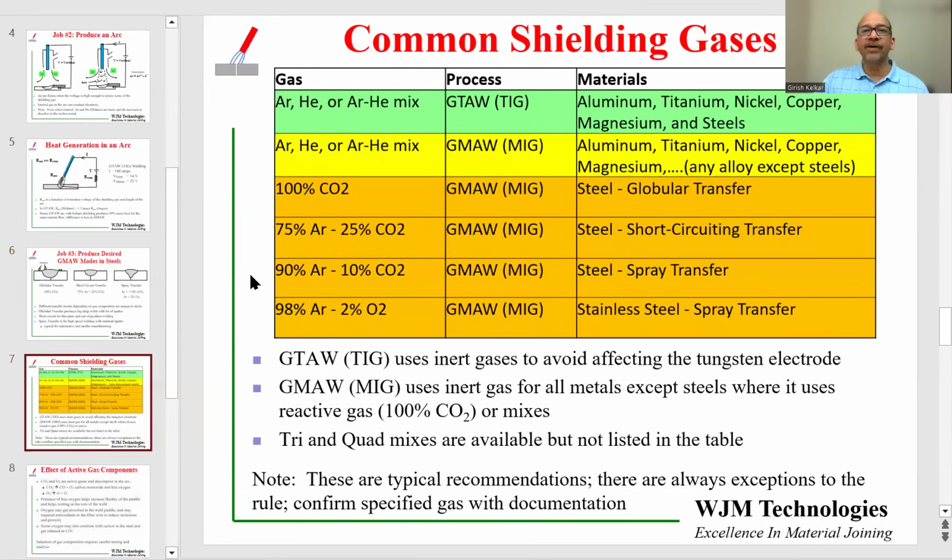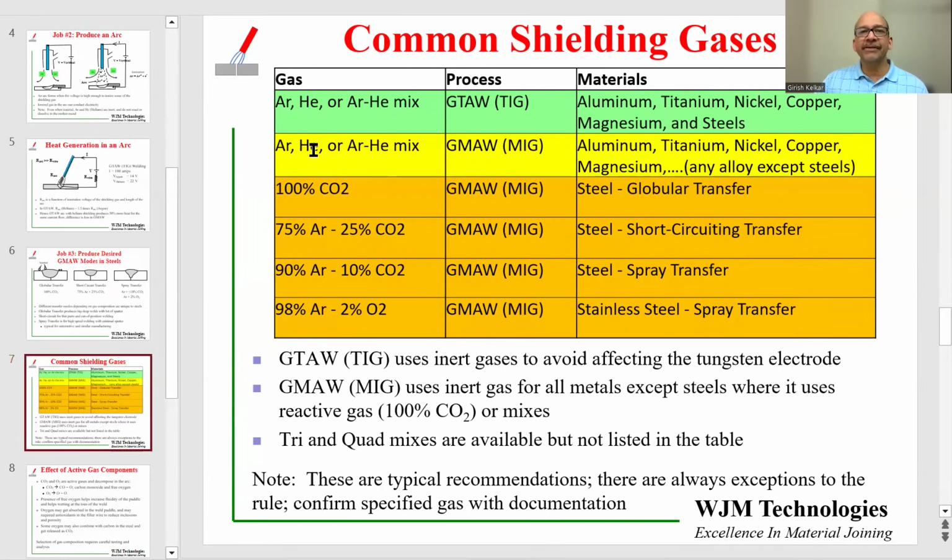So now let's look at a table where we put together all these in applications and see what would be the most typical common choice for a certain application. In this table, we have gas in the vertical column, first one, the process in the middle column, and materials on the right column. For GTAW or TIG welding, almost always you use either argon or helium or argon-helium mix, no matter what metal you're welding, whether it's aluminum, titanium, nickel, copper, magnesium, or steels. So as long as you're doing GTA or TIG welding, you are almost always going to be using an inert gas or inert gas mixture.